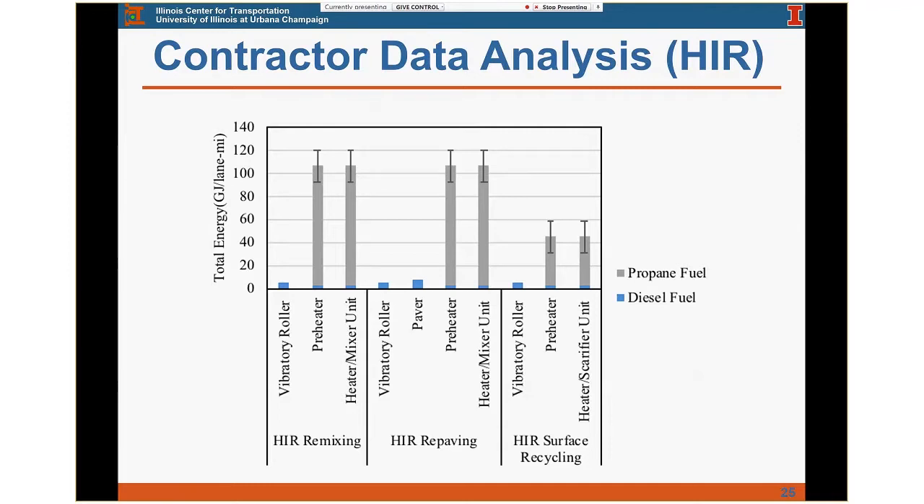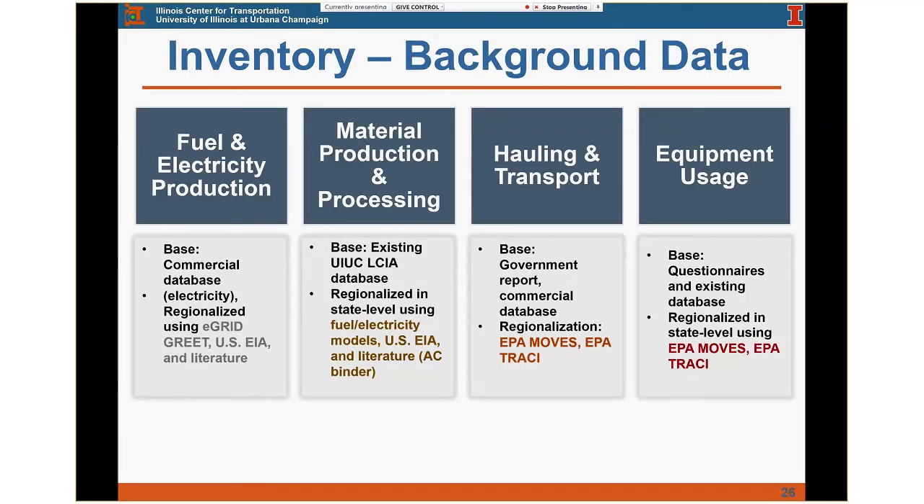We have 3 types of HIR processes for which we at least try to collect the data. The majority of the energy usage in this case, as expected, was going for the propane consumption, as the heaters, and some of the trains were using multiple heaters, and they were really consuming almost everything in this hot in place recycling operation. And there is, of course, a lot more data needed. This is just the construction, and the data that we call background came from fuel and electricity production, material production and processing, hauling and transport, equipment usage. These are all of the processes that we needed to collect data.